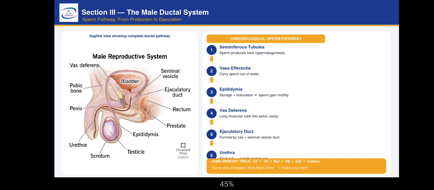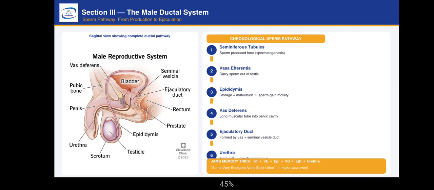All right. So: Some Very Energetic Vans Eject Urine. So that Some there stands for what? Seminiferous tubule. So this is where everything begins. The sperm is produced in the seminiferous tubule. All right. Then after that, you have the vasa efferentia.